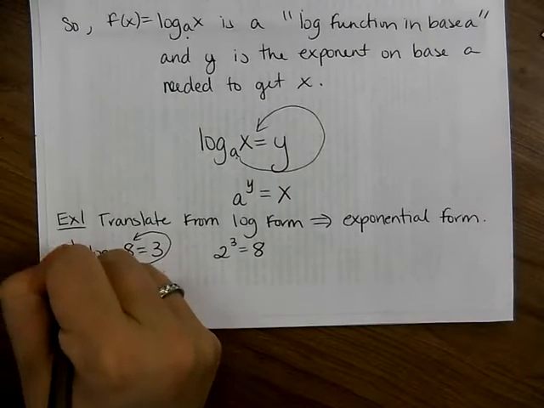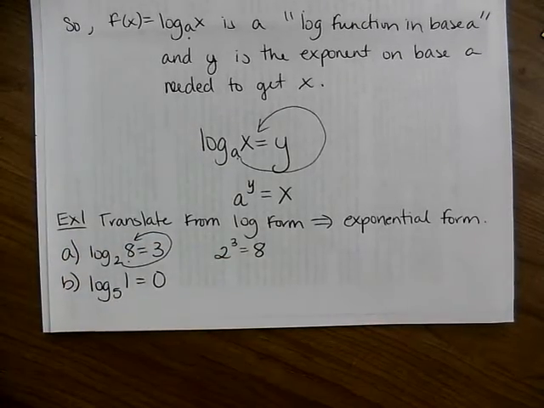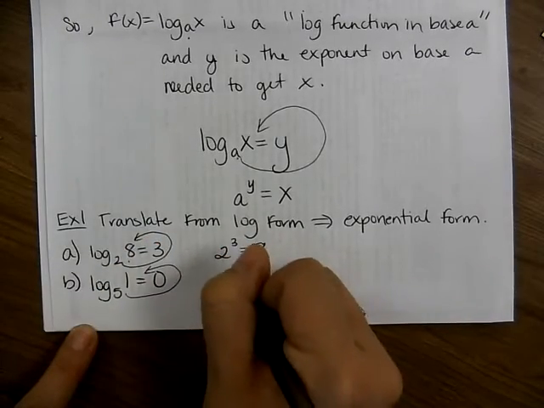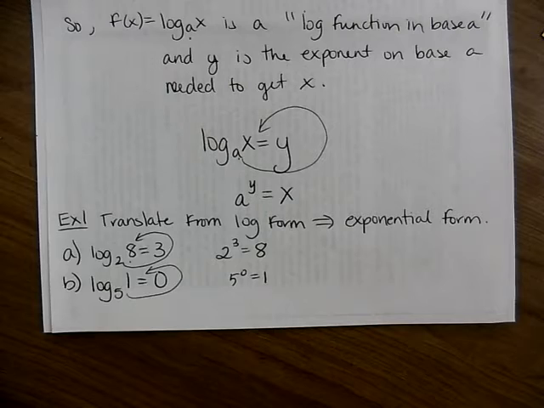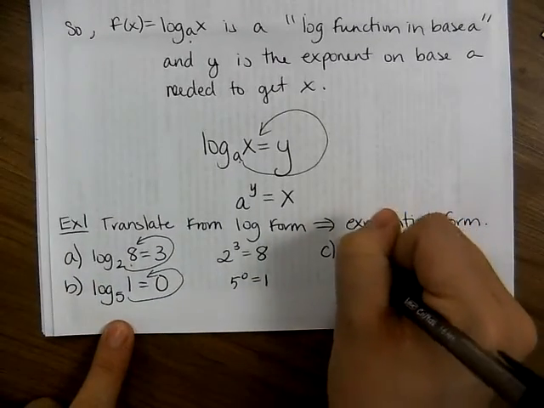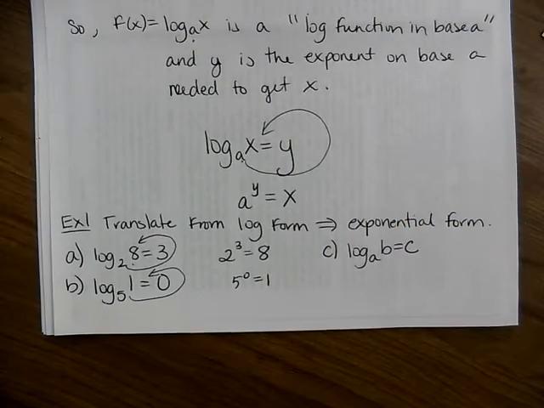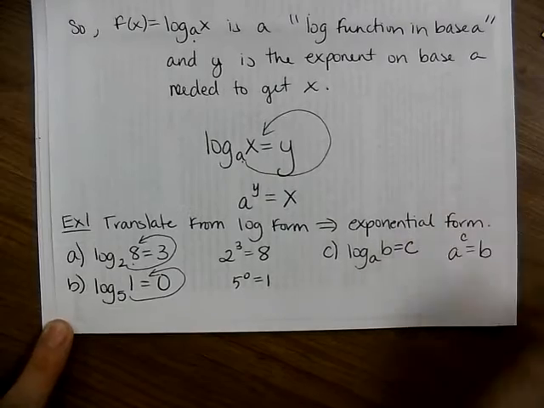Yeah, good. Okay. So now if you have log base 5 of 1 equals 0. Okay, let's change that one. Did you get 5 to the 0 equals 1? And we know that anything to the 0 power is 1. So once you've changed it, you always want to double check to make sure it's true. Okay? How about log base a of b equals c. What would that look like in exponential form? Did you get a to the c equals b?